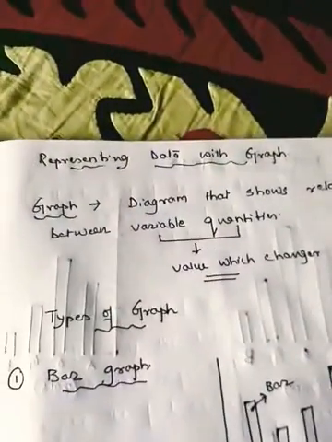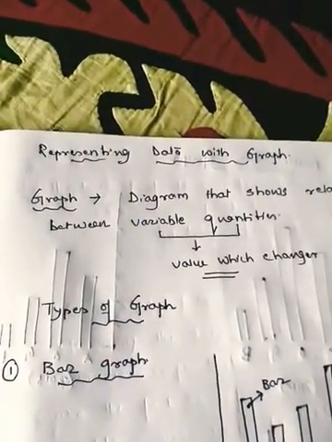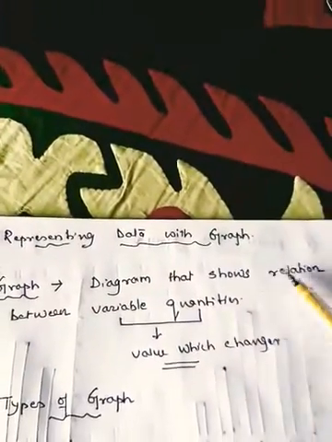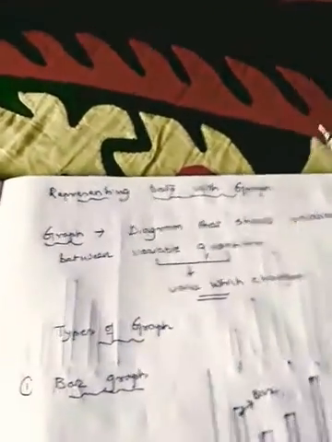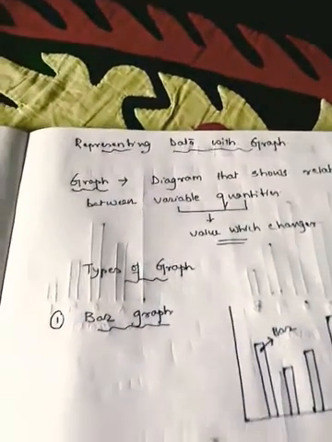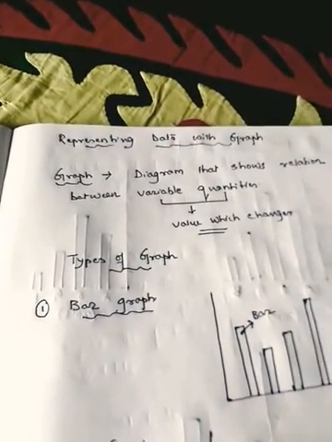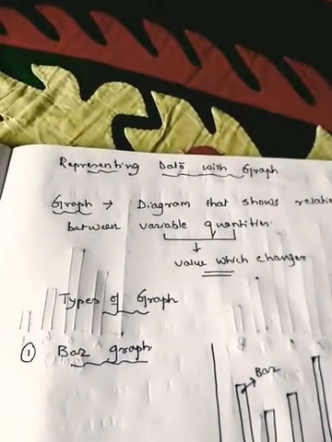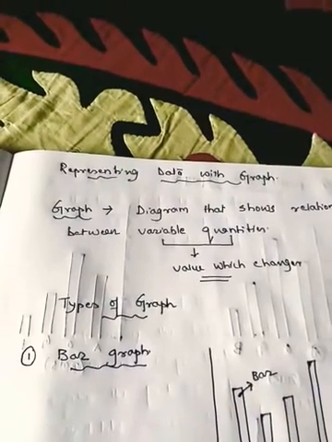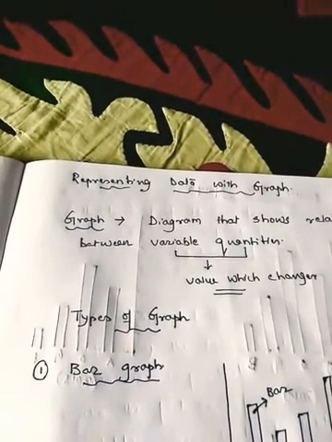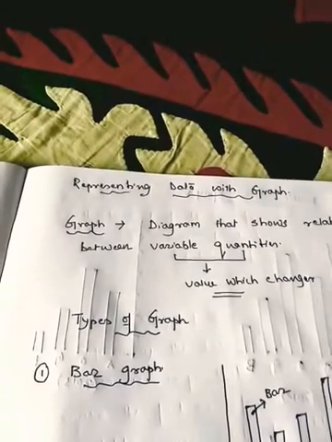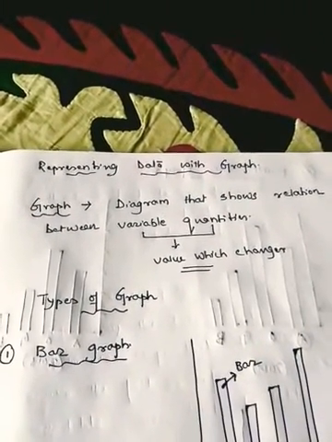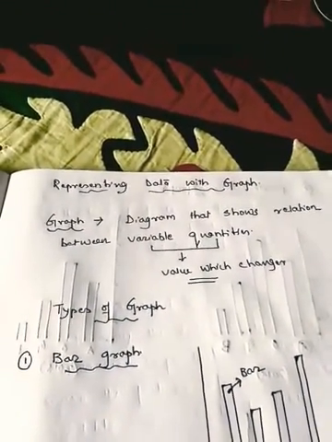Okay, now let's move on to the next topic, that is representing data with a graph. Now, what is a graph? First of all, we have to understand what a graph is. A graph is a diagram that shows the relation between variable quantities. Now, what are variable quantities? As you see in the last example, when the teacher was asking what is your favorite fruit, it could be that the first student answered apple, the second student answered apple again, but the third student answered orange. Now you see the data is not in a proper sequence, that is, it will keep on changing.